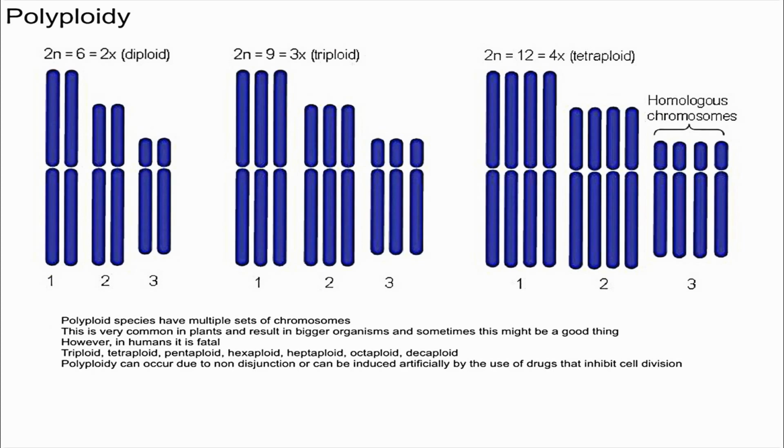Now you might be wondering why or how this happens. Polyploidy can arise from a spontaneous chromosome duplication or from non-disjunction of homologous chromosomes. You could also induce polyploidy artificially by treatment with drugs that inhibit cell division.